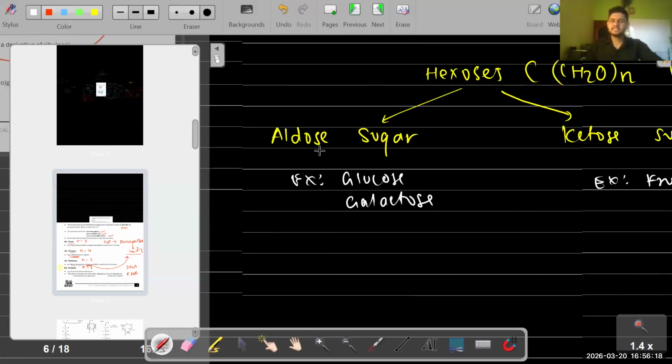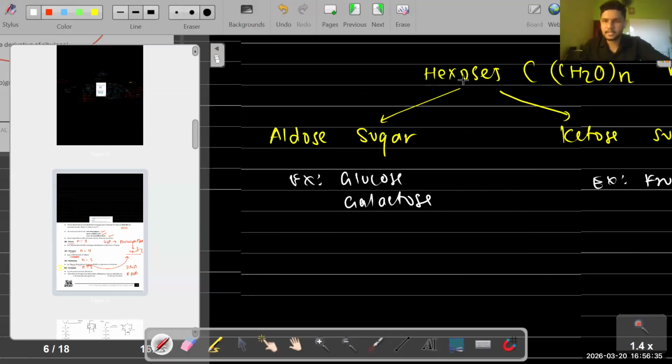Fructose. You might ask, sir, what is this aldose and ketose? Now we have learned about hexose. We can understand how the word hexose comes. Hexose means a monosaccharide that contains 6 carbon atoms. Correct, right? You might ask, sir, how 6 carbon atoms? You said n is 6. How 6 carbon atoms?